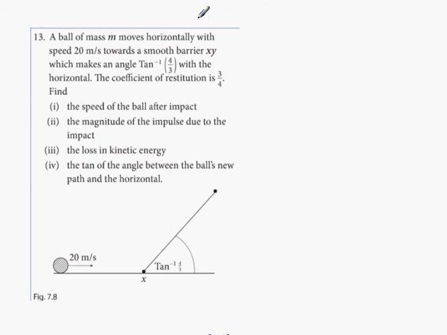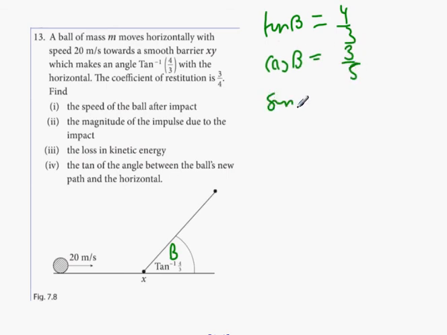A ball of mass m moves with speed 20 meters per second towards a smooth barrier xy, which makes an angle of 4/3. I'm just going to call this angle B, okay? So tan B equals 4/3. I'm not going to bore you with the Pythagoras theorem on that, it's 5. So cos B is 3/5, sin B is 4/5.